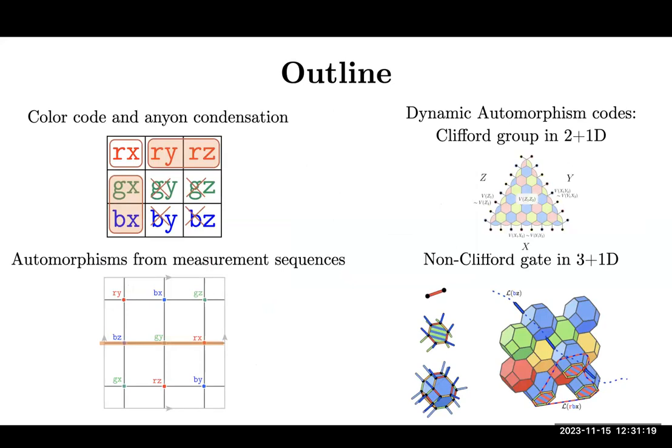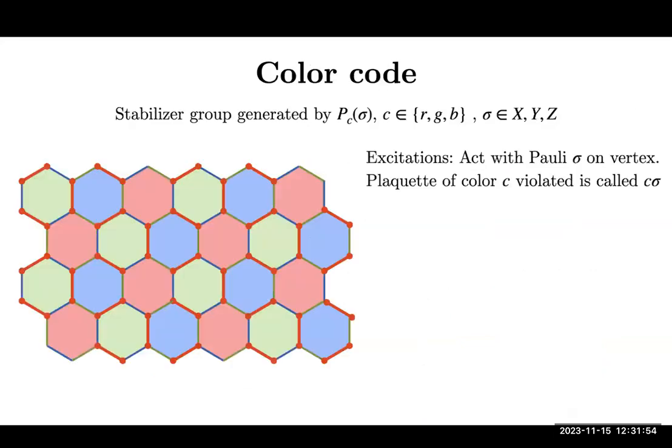I'm then going to talk about how you can think of measurements as anyon condensation. And then in this particular model, I'm going to tell you how to think of automorphisms from these measurement sequences. And if I get to the end, I'll talk a bit more about how you can construct these codes, and how in quantum information there's something called the Clifford group, which is like operations that send Pauli operators to Pauli operators. And more in 3+1D, I'll talk about how to get a non-Clifford gate. So let me start with this.